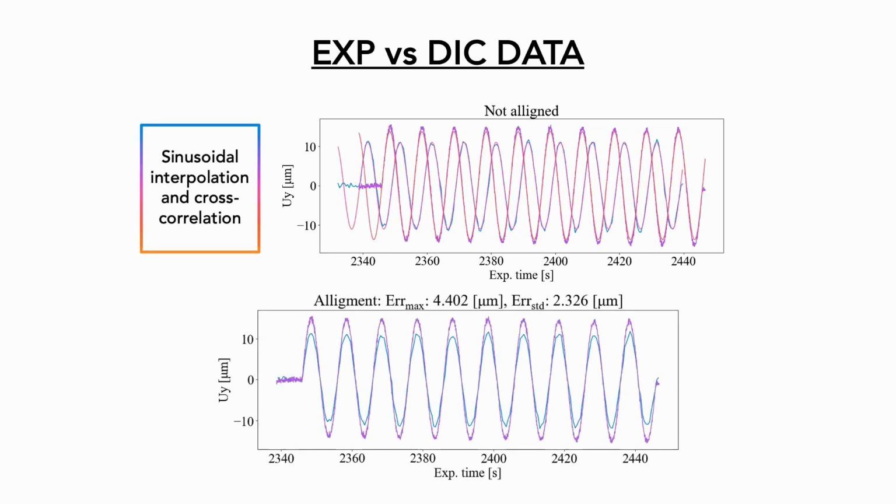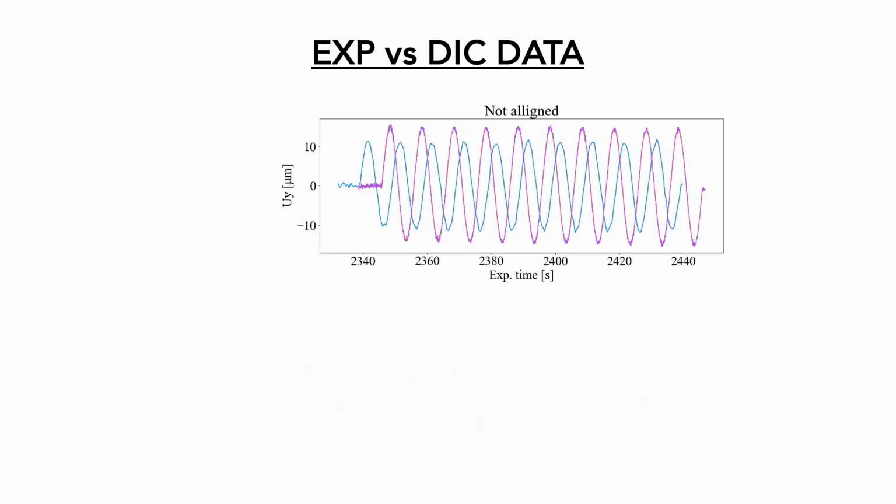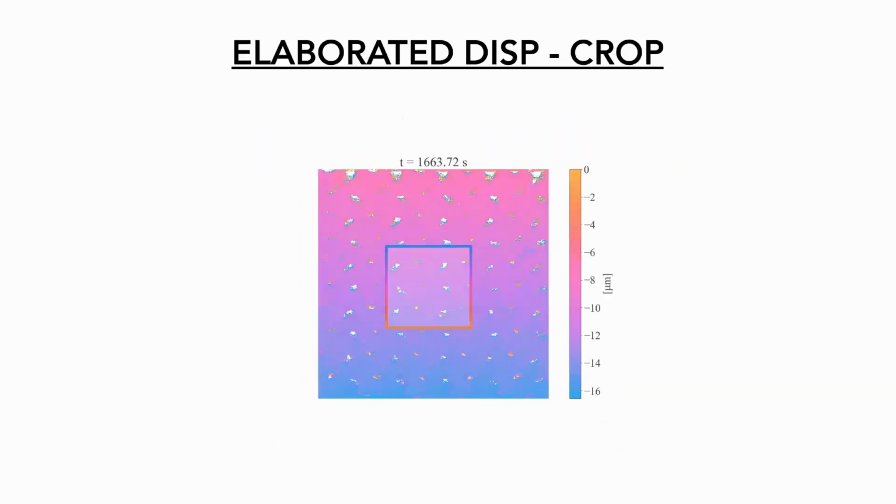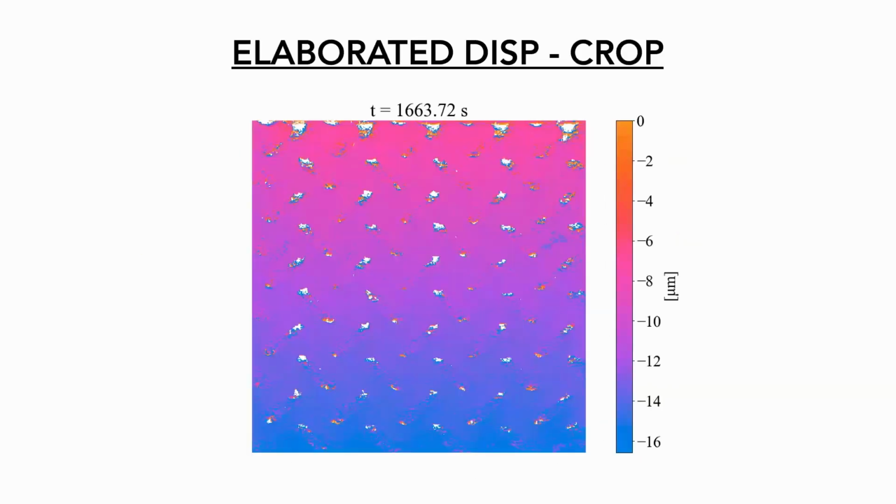We have the signal of the machine that is not aligned to the signal of the DIC. The signal of the machine is, maybe it's better, the violet one, and the DIC is the blue one. So we made an interpolation by sinusoidal curve, and then we align it. This standard deviation error is our goal for the minimization of the parameters of the DIC. So this is our reading.